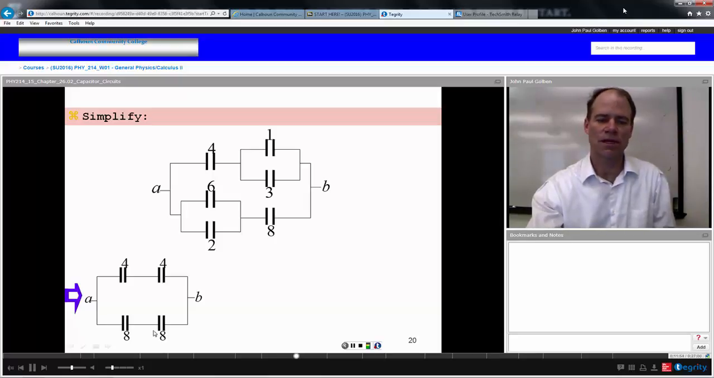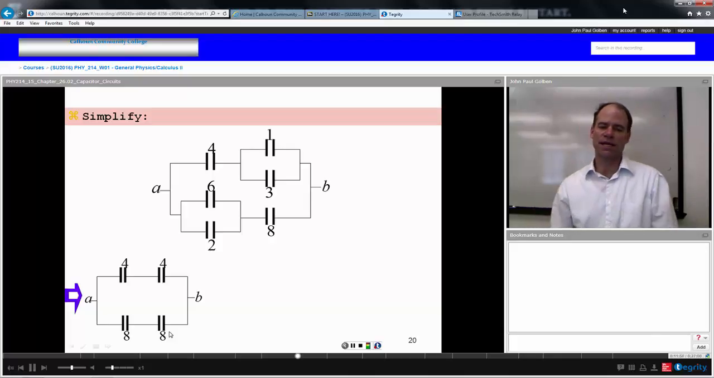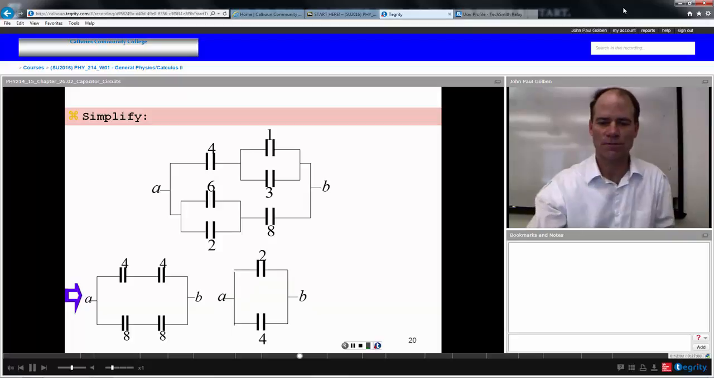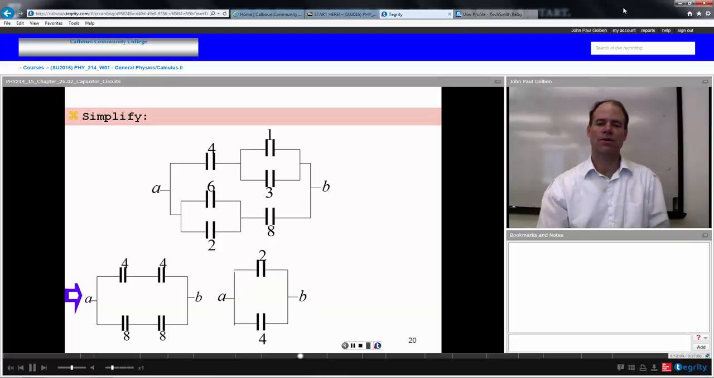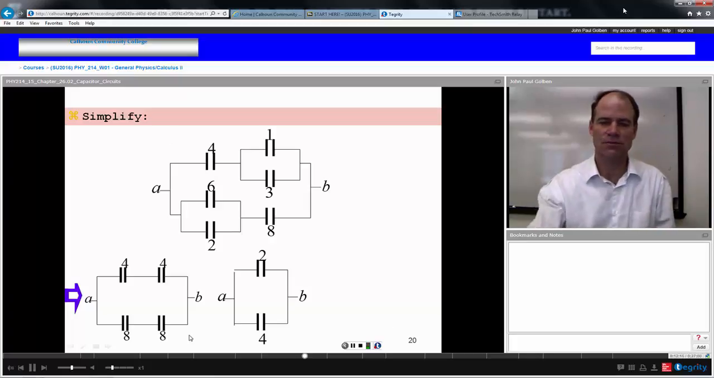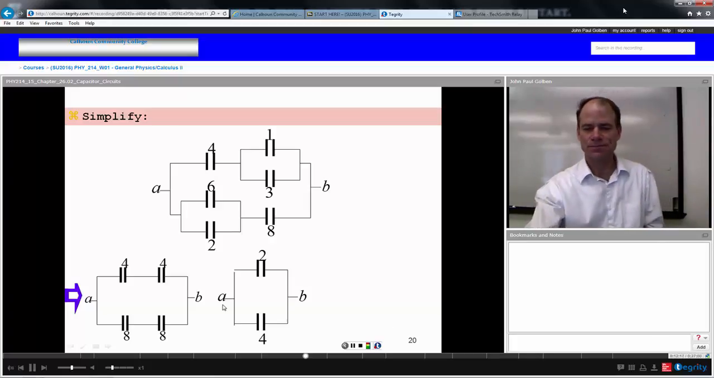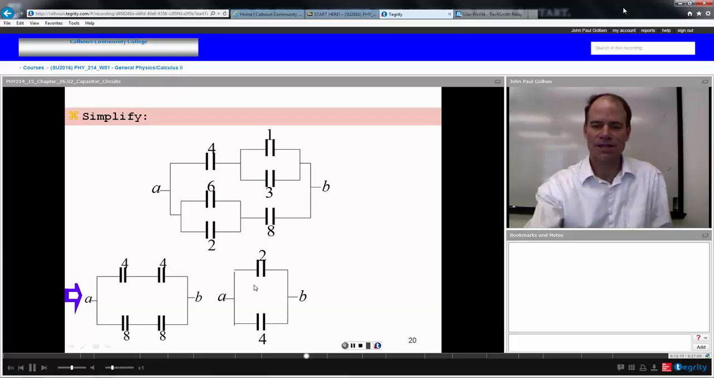And for the series combination of the 8 and 8, we could do 8 times 8, 64 over 8 plus 8, 16, which is 4. So we would get a 2 and a 4. Or since they were equal, we could have done C divided by N. So it would have been 4 divided by 2 and 8 divided by 2, giving us 2 and 4 respectively. So now our circuit looks like this.